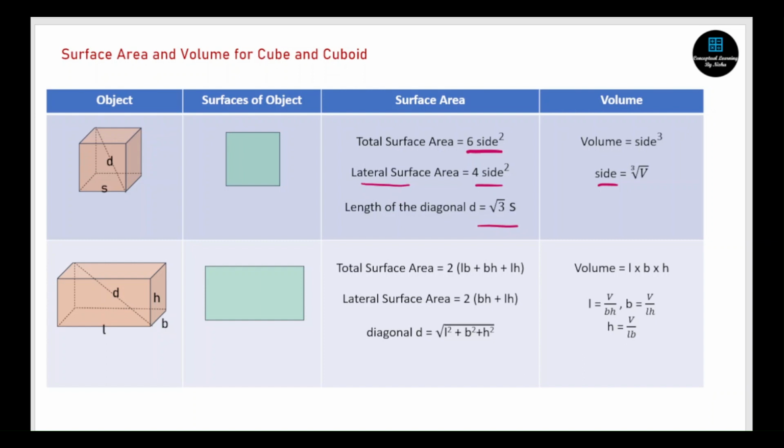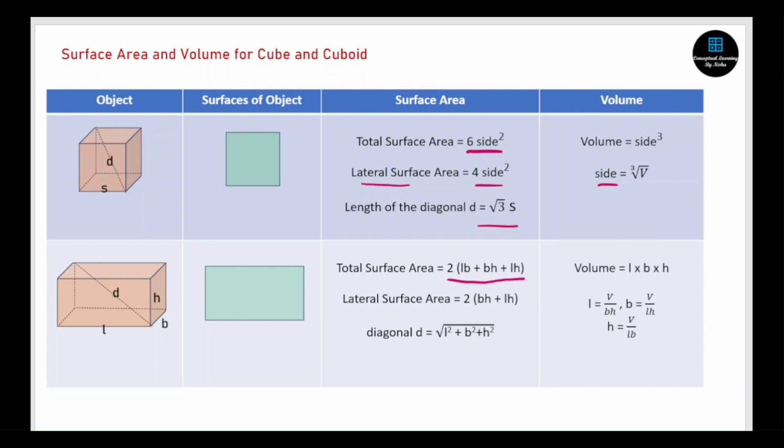Now for cuboid I have given this formula. So total surface area, the sum of the area of all the sides, what you will get is 2 times. See, there are 6 surfaces, right? When you talk about front and back, that's nothing but length into height. When you talk about bottom and top, that is length into breadth. And when you talk about two sides, that is breadth into height. So you'll get 2 times (LB plus BH plus LH).